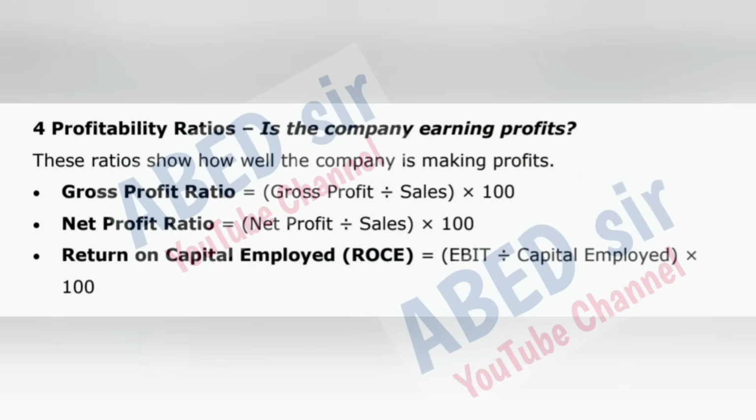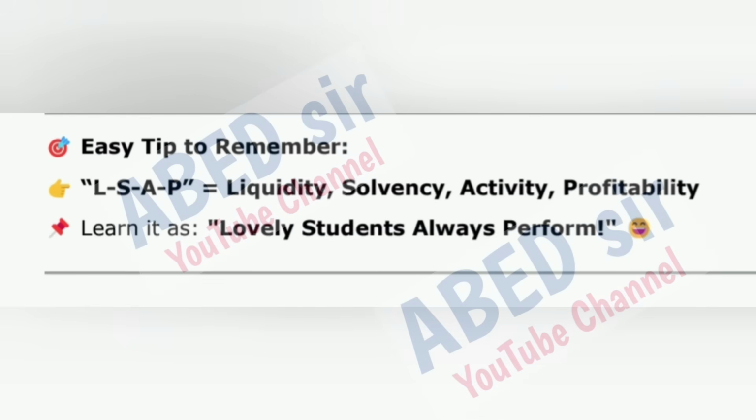4. Profitability ratios. Is the company earning profits? These ratios show how well the company is making profits. Gross profit ratio is equal to gross profit divided by sales times 100. Net profit ratio is equal to net profit divided by sales times 100. Return on capital employed, ROCE, is equal to EBIT divided by capital employed times 100. Easy tip to remember: LSAP is equal to liquidity, solvency, activity, profitability. Learn it as: lovely students always perform.